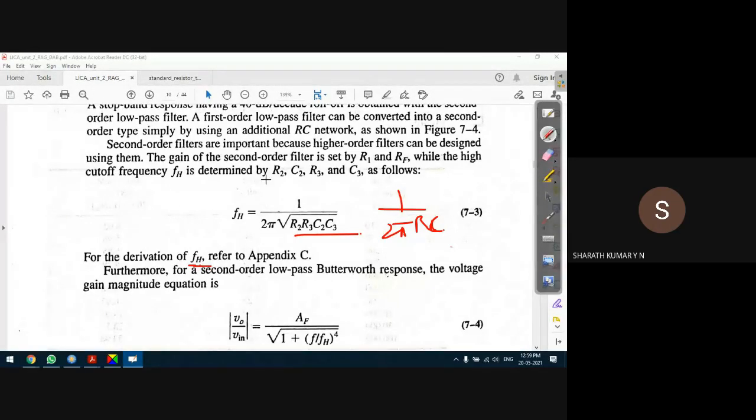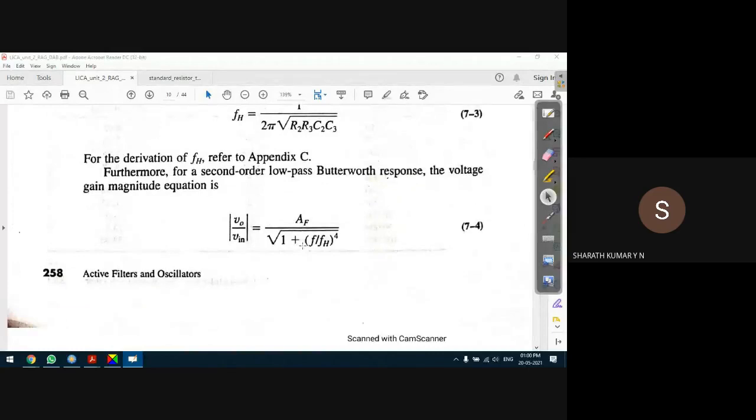I don't have the scanned copy of the derivation. I'll show it in other class days. The derivation part I'll show later, how we arrive at this expression. What we are discussing now is only the application, so that's why we are not concentrating on the derivation part.